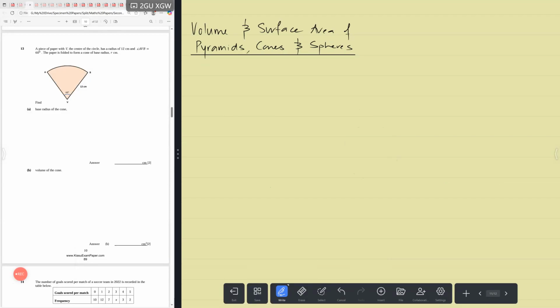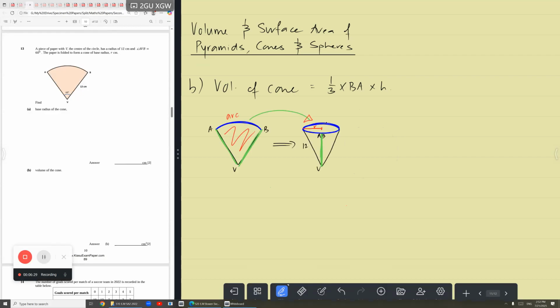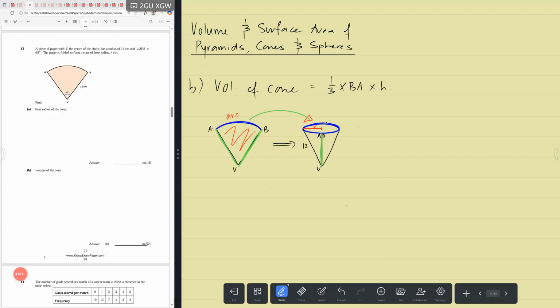Part B tells us to find the volume of the cone. The volume of a cone is obtained by taking 1/3 times base area times height. From the previous diagram, we have seen how the paper is folded to become a cone. In this case, we already found the radius, which is 2.00. We need to find the height.